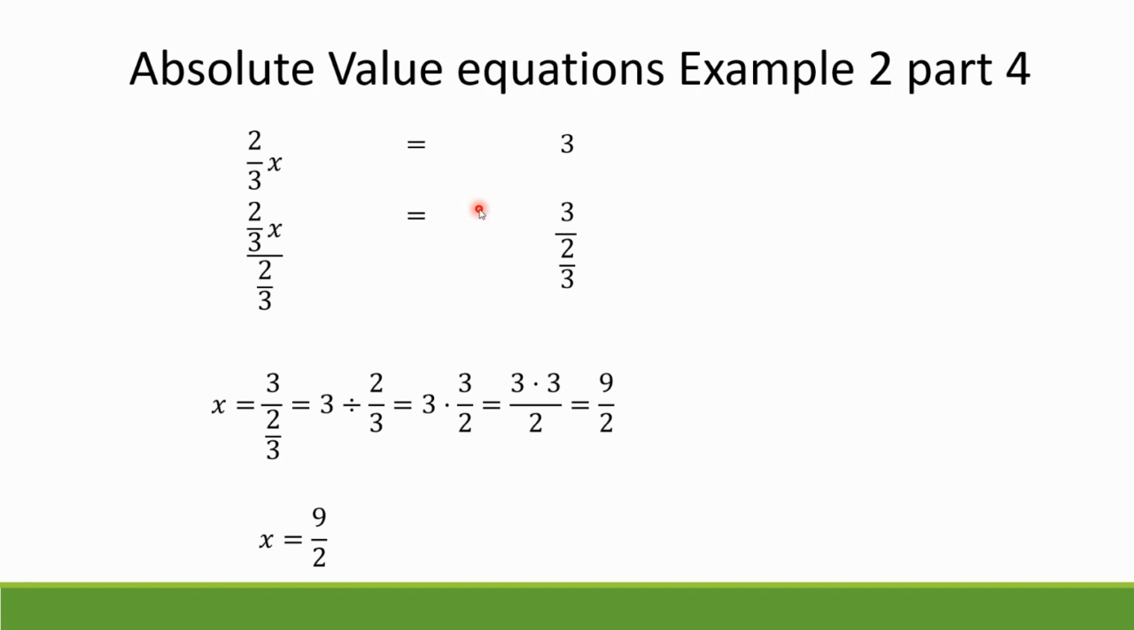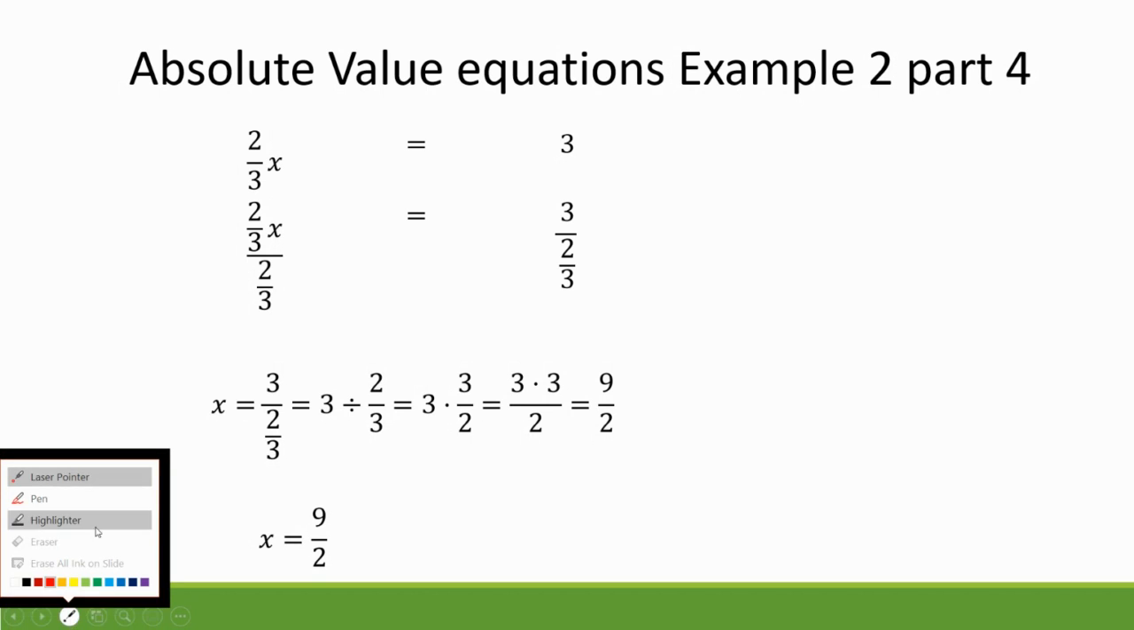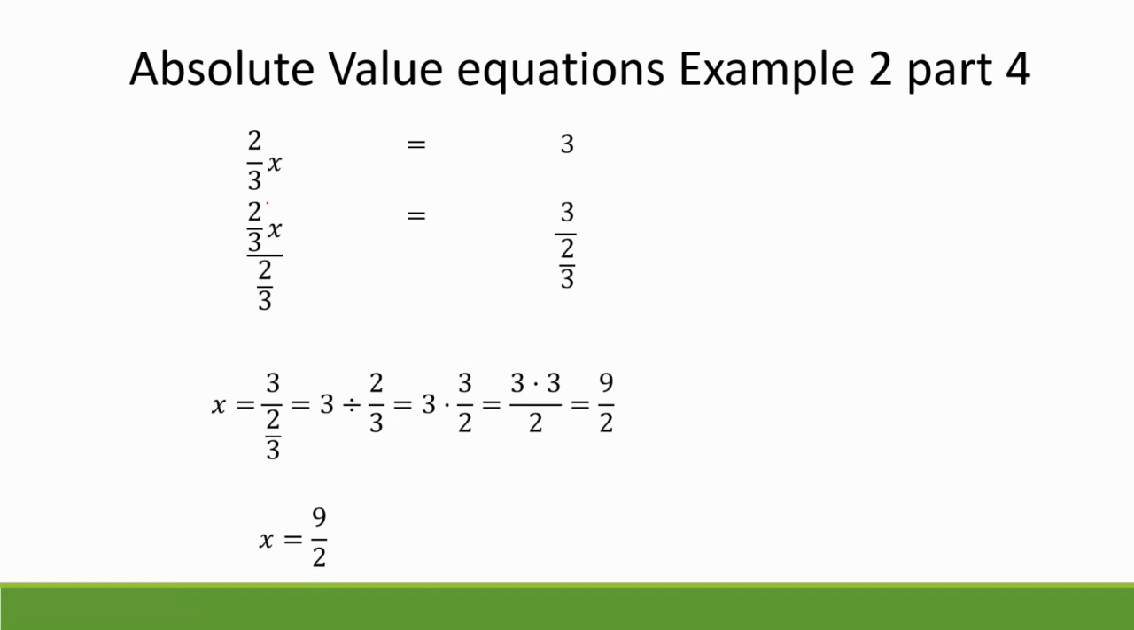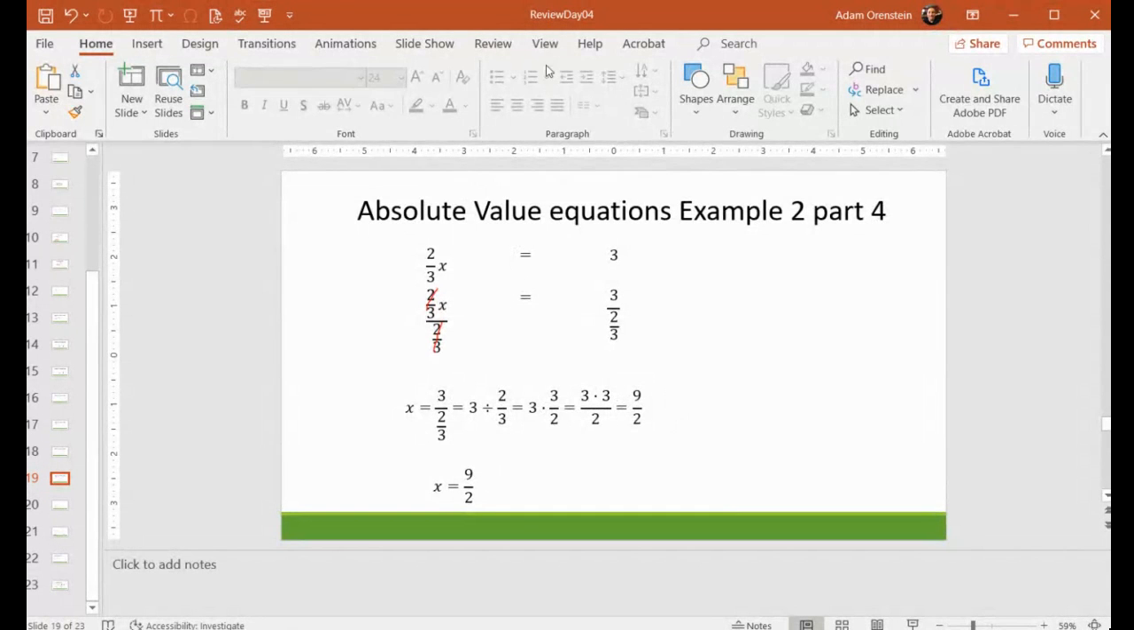And again, just like before, we want to get x all alone. So what do we do? We divide by 2/3, right? We have 2 over 3 times x. We don't want that, so we divide. Trying to get the pen here from PowerPoint. There we go. So we get x is 3 divided by 2/3.